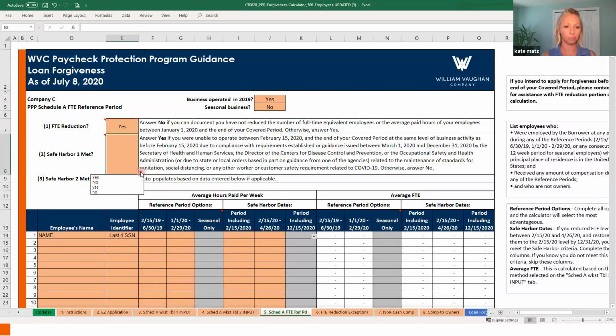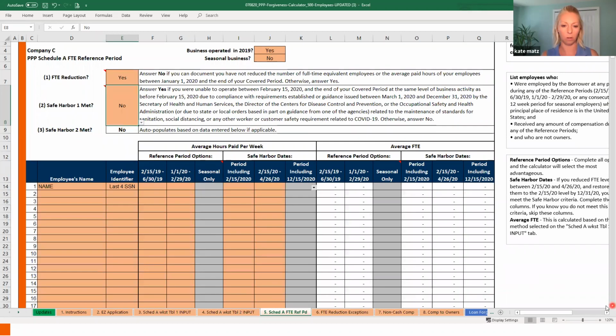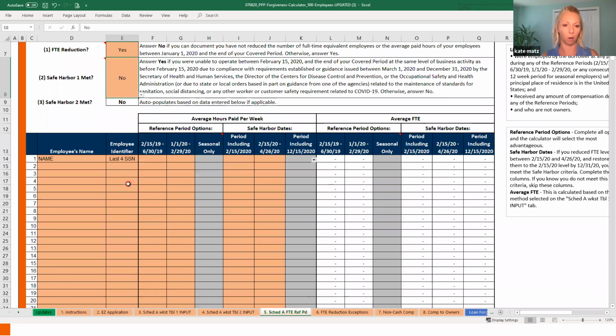Our company C, they're a no. They just had to reduce the number of hours that some of their employees were working because the overall economy was a little bit slower and they had slower business, but they couldn't exactly tie it back to one of these government mandates. So let me show you what that looks like. So if you do hit yes, again, that all becomes gray and you don't need to fill anything out there. So we're no. So we'll need to fill out this tab where we look at our FTEs by employee.